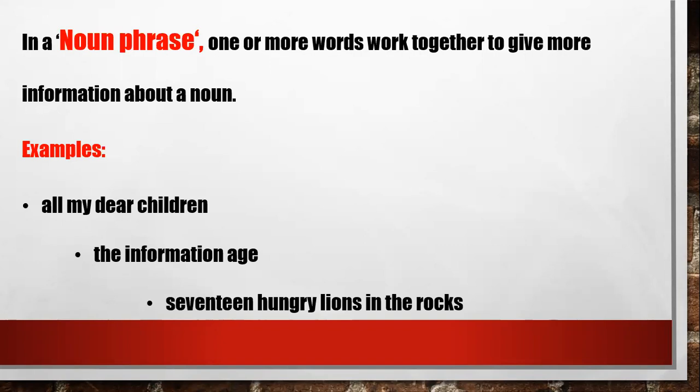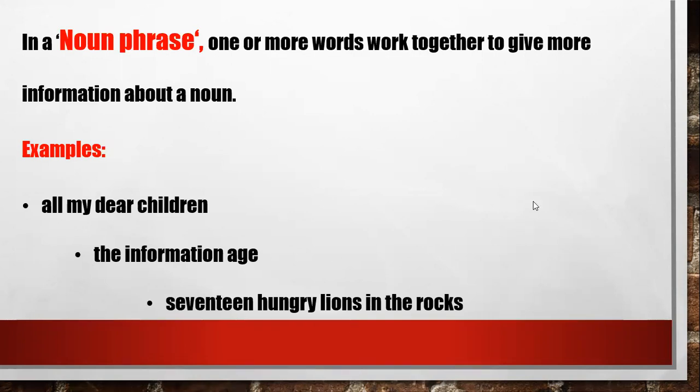The information age, what is the nucleus? Here you have a compound noun, right? Information age. This is a compound noun, then you have an article. Notice you are defining the noun. 17 hungry lions in the rocks. Notice here, this is a long noun phrase. 17 hungry lions in the rocks, we're fighting, or we're eating. Notice, we're eating is the verb phrase, but this long structure is the noun phrase. What is the nucleus of this phrase? Lions. The noun. Notice here, what is the noun phrase? One or more words work together to give more information about a noun.